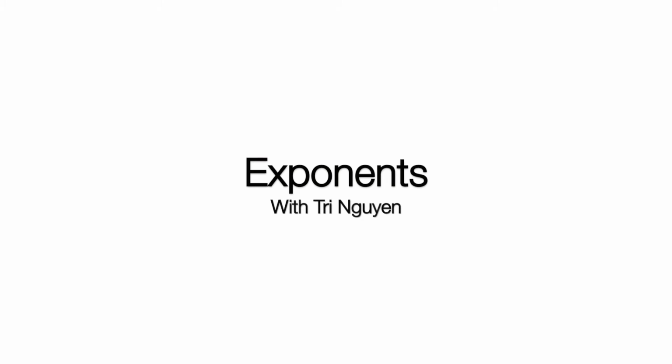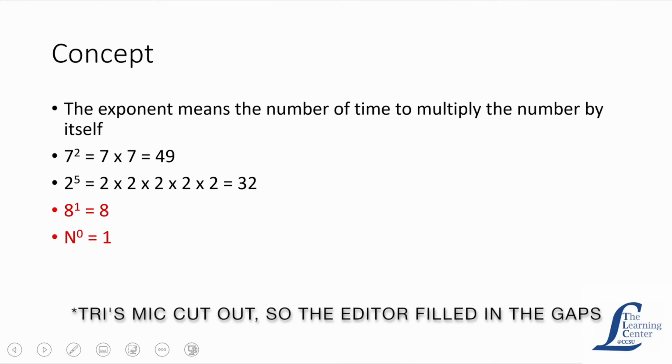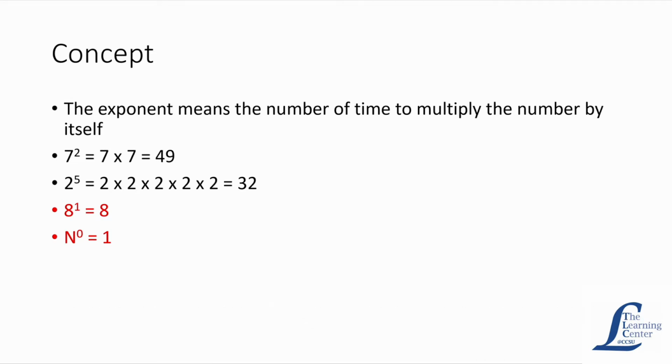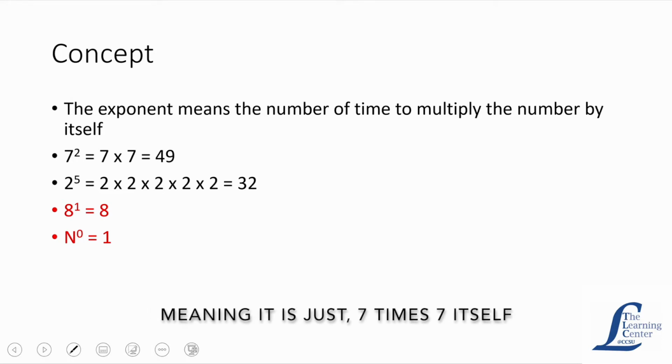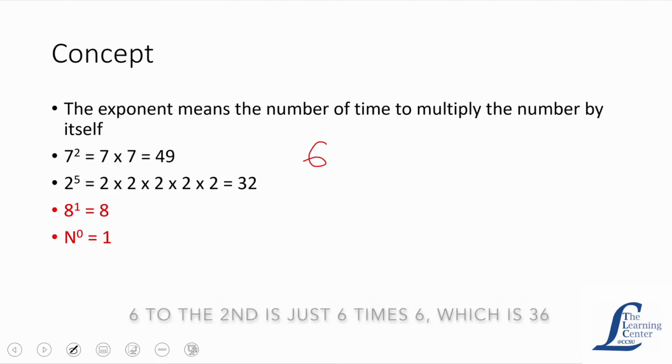In this video, we are going to talk about exponents. Using an exponent means that you're taking a number and multiplying it by itself. The exponent tells you how many times you're supposed to multiply that number. If you're given 7 raised to the second power, it is just 7 times 7. 6 to the second is just 6 times 6, which is 36.